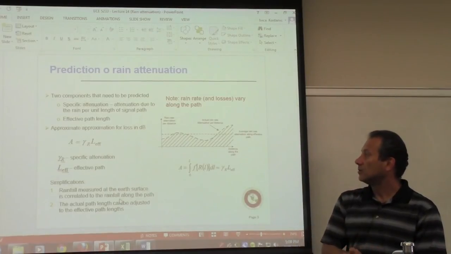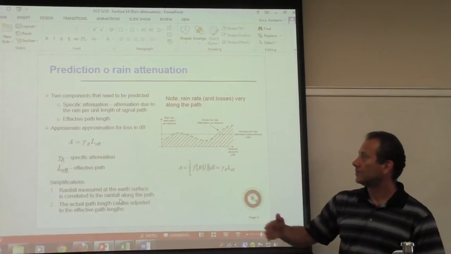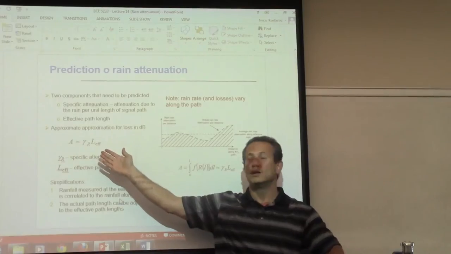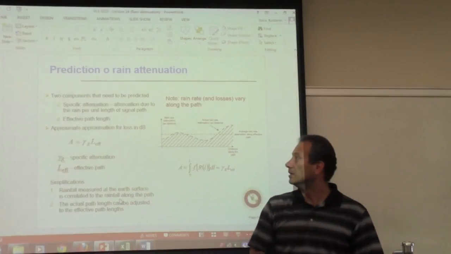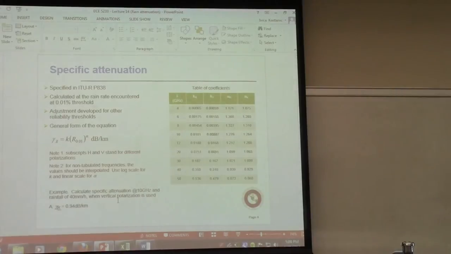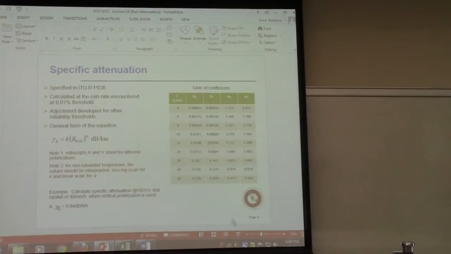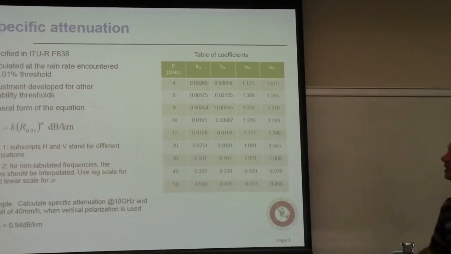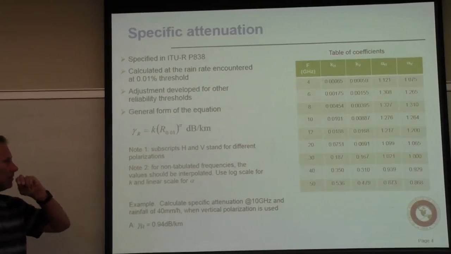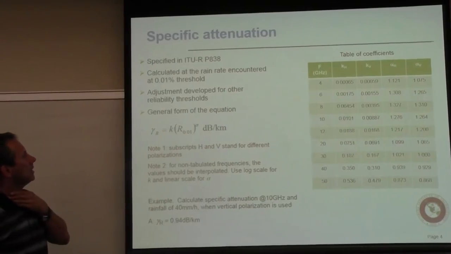So, how do we perform these calculations? First step is going to be determine the specific attenuation for the rain for a given link, and then second part we're going to determine the effective path. So how do we determine specific attenuation? Experimentally, it has been determined that the specific attenuation has this format here, right? As a function of the rain rate. Now, in ITU-R P.839, that's another specification that I put on the website, it talks about this particular equation, where it comes from, and how to use it.